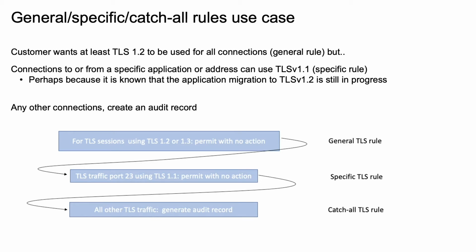In this example, if the connection is to the Telnet port, which is port 23, and it is using TLS 1.1, it is also permitted with no further action. Any TLS connections that don't match either the general or the specific rule do not meet the enterprise's TLS standard and are of concern. They will match the catch-all rule, which in this case causes an audit record to be generated so that you can follow up on it later.